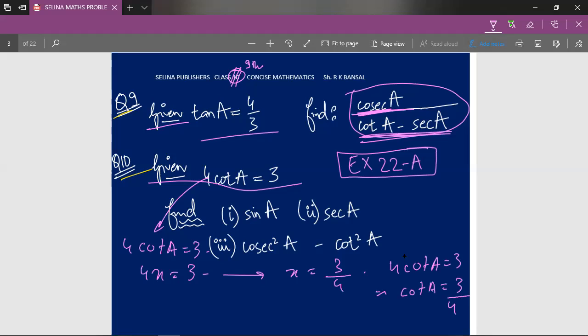Our first part states that find sine A. So let's solve. The tenth question states that first we have to draw a figure. So let's draw a right angle triangle.